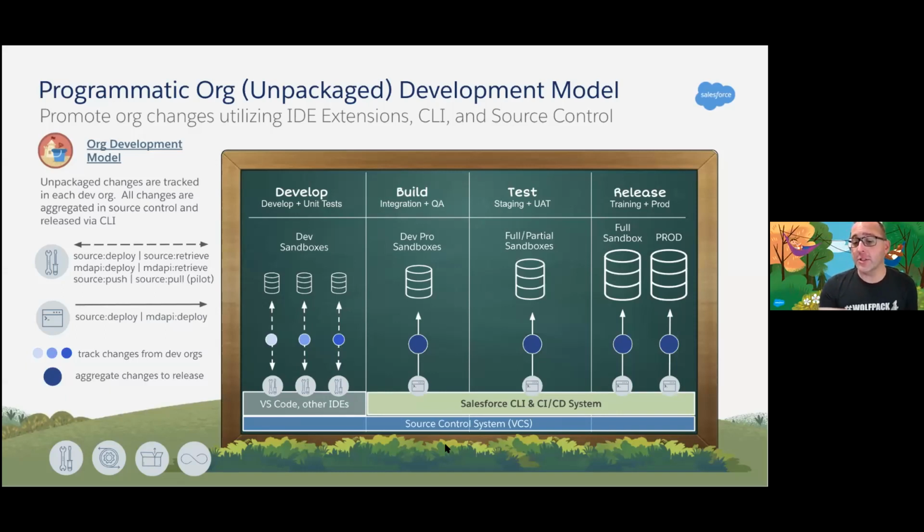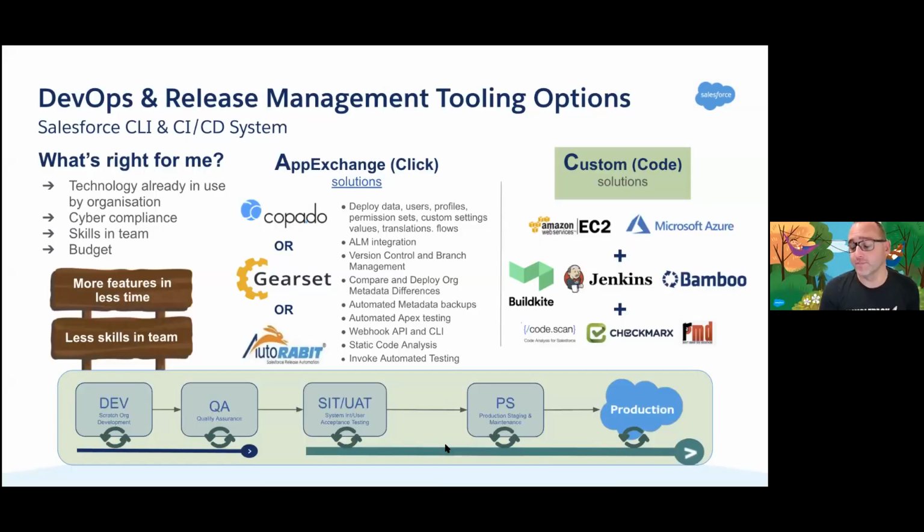Okay, and so using tools like source control and CI/CD will help you get that repeatable deployment on the path to production. So what is CI/CD? Well, we like to call it DevOps and release management tools. Okay, CI/CD is actually short for continuous integration, continuous delivery.